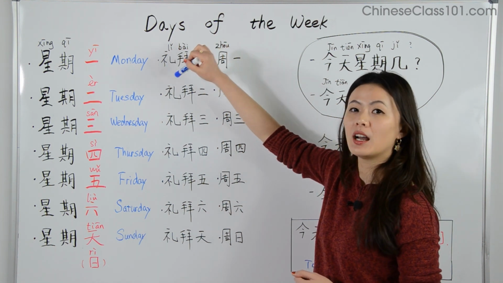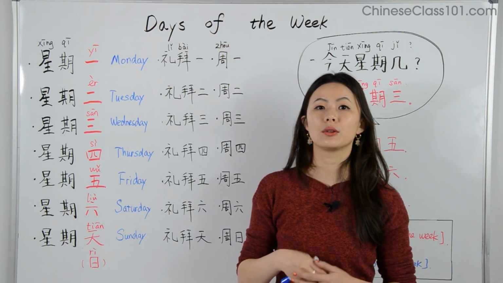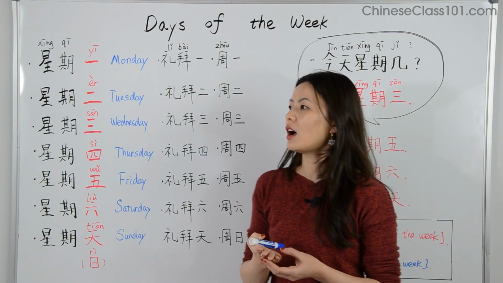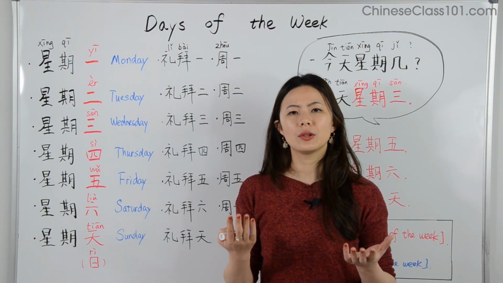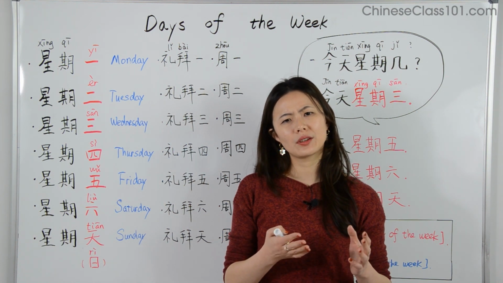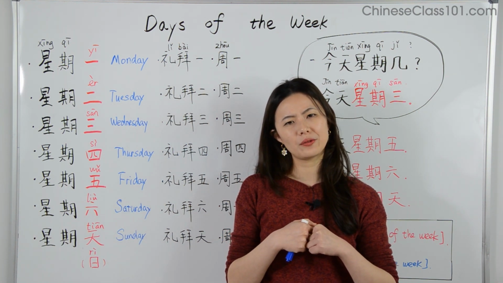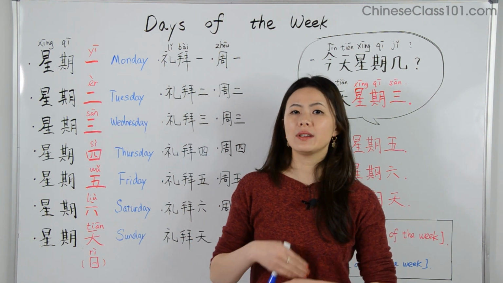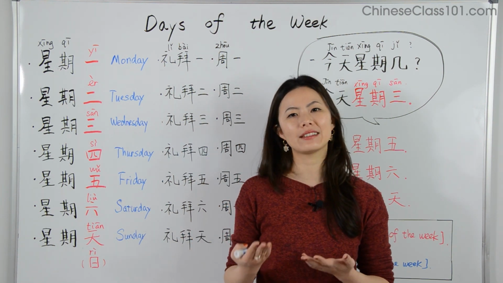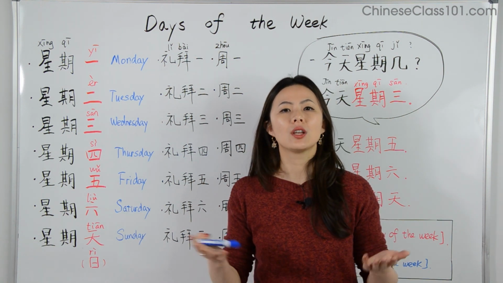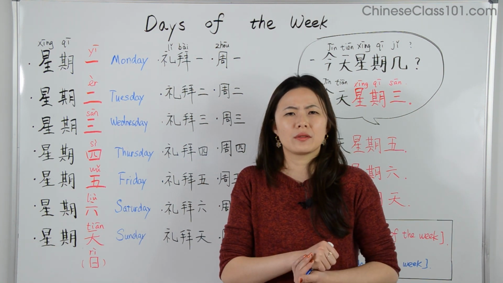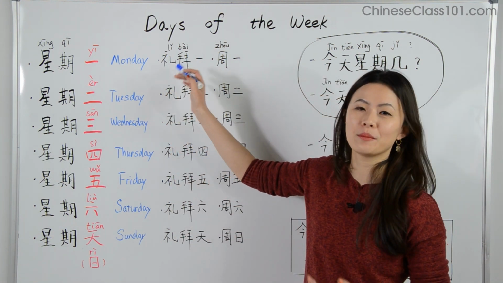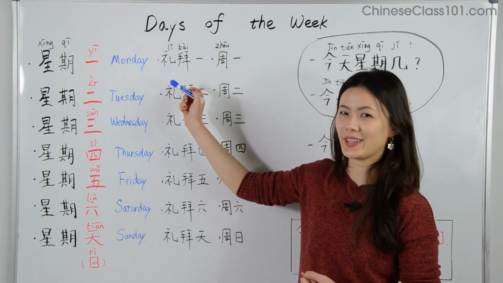Originally, 礼拜 refers to the religious service. So the Chinese people realized that those Westerners, those Christians, seem to do their religious service or worshiping on the same day of the week. So every time they do that, that means a week has passed. So let's just call their religious service a week. Why not? So 礼拜 has evolved and become another way to say week.